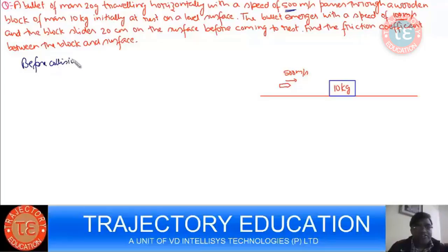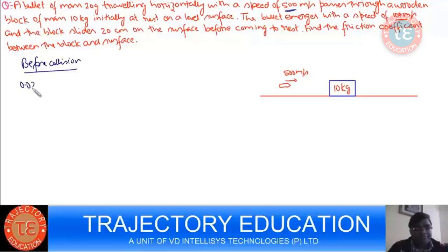Before the bullet strikes the block, we can conserve the linear momentum. There is no external force acting on the body in the horizontal direction. Whatever force you have between this bullet and the block, it is an internal force if I consider the two bodies as a system. So before collision, the only momentum you have is the momentum of the bullet.